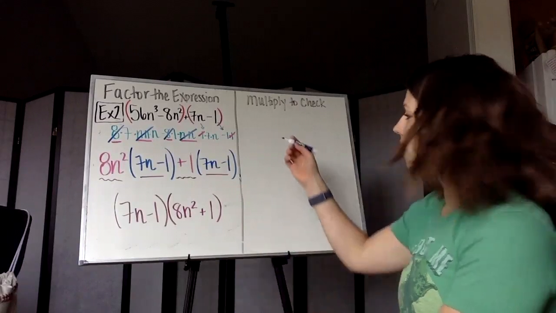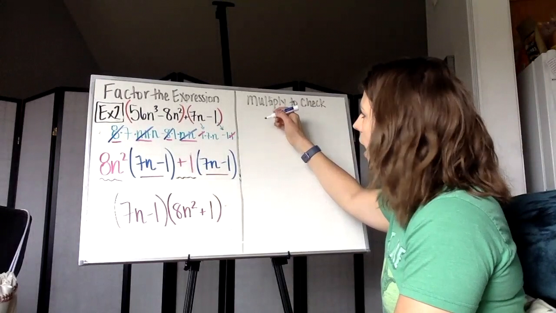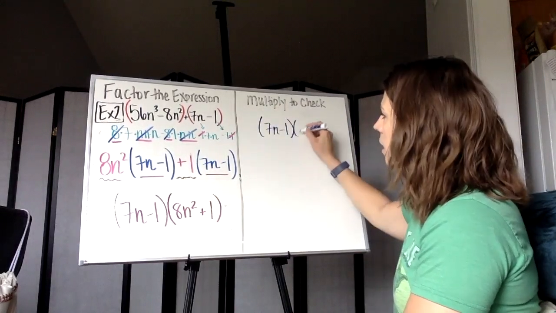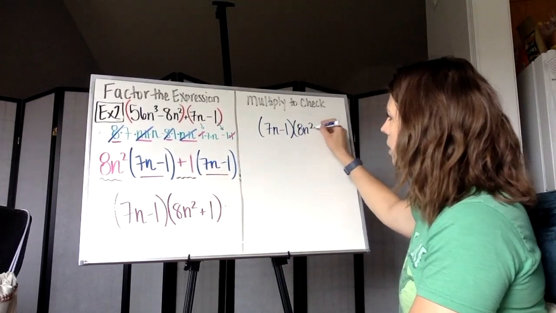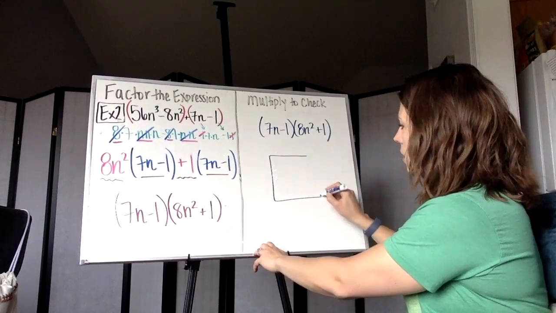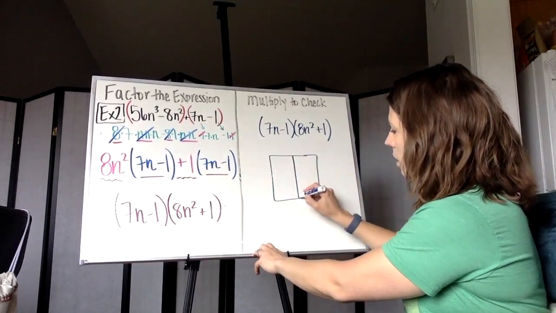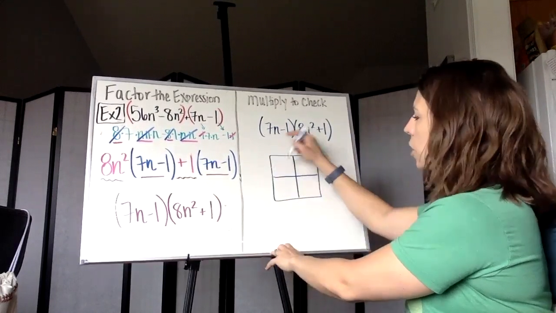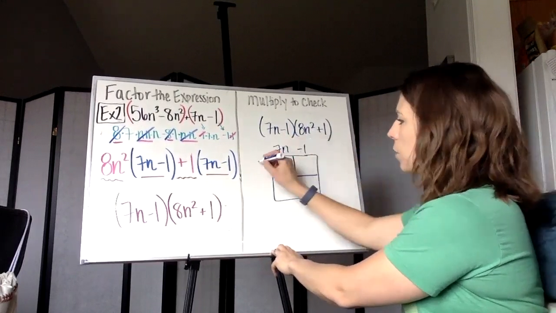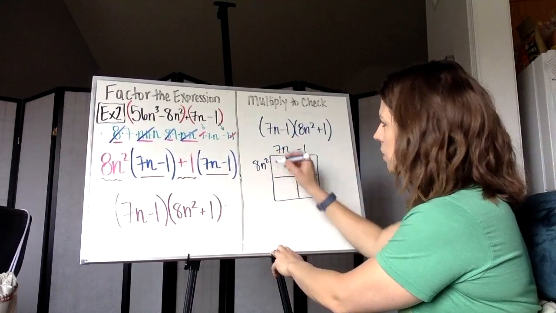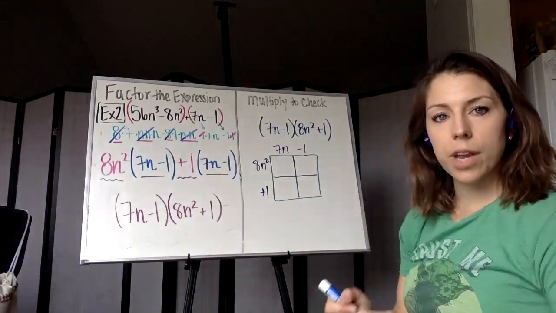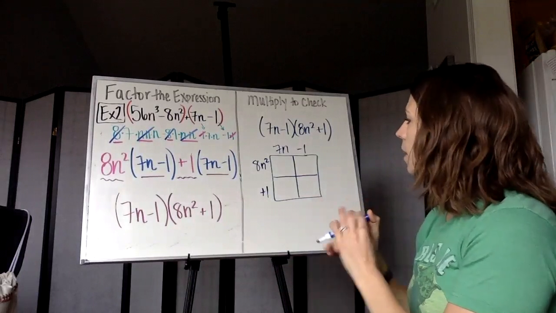Let's multiply to check. So over here, I have 7n minus 1 and 8n squared plus 1. Let's set up my window. First binomial goes across the top, 7n minus 1. Second binomial goes along the side, 8n squared plus 1. Let's multiply them out and see if we end up with what we started with.